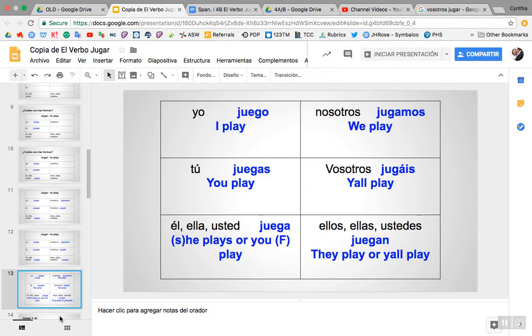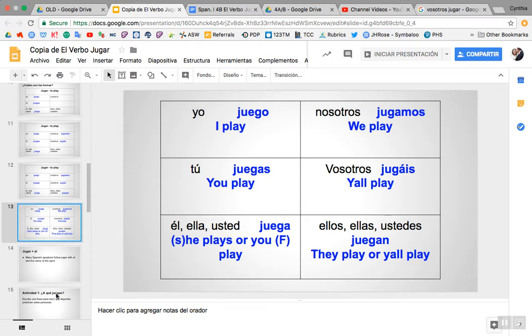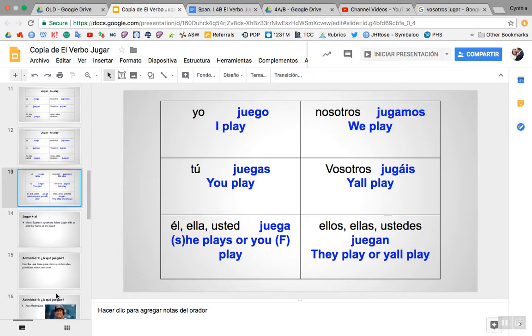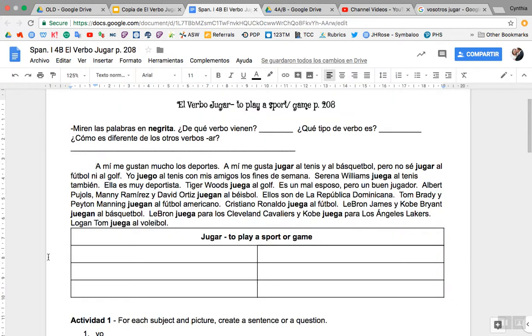So, just to clarify, yo juego means I play. Tú juegas is you play. Él, ella, usted juega means she or he plays or you formal play. Nosotros jugamos, we play. Vosotros jugáis, y'all play. Ellos, ellas, ustedes juegan, they play or y'all play. All right, go ahead and write that down on your paper. Okay, moving on.